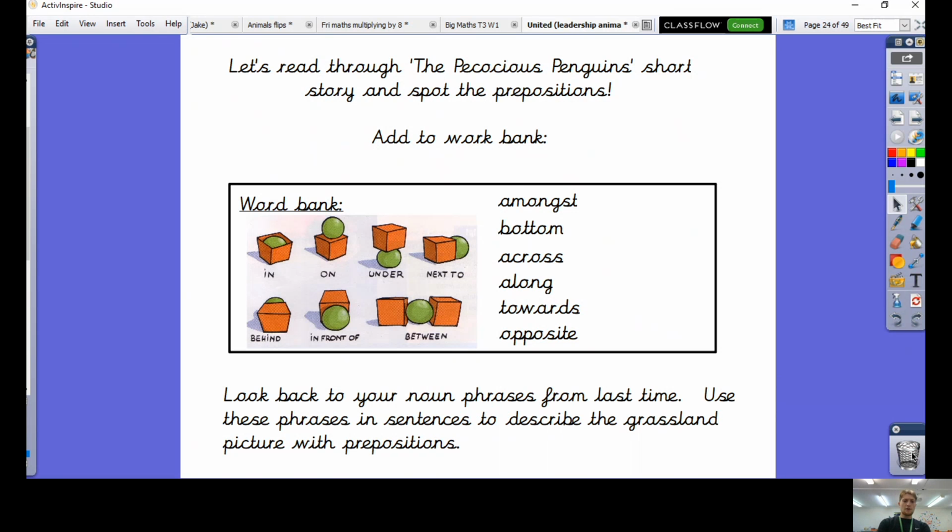Right, now I would like you to just flick back to your noun phrases from last time that you did with Miss Kitching and use these phrases in sentences to describe the grassland picture, but I would like you to use prepositions this time as well. So pause the video, flick back to what you did last time, use noun phrases, but then also use some prepositions as well. Pause the video, have a go at that, and we'll carry on with the lesson.